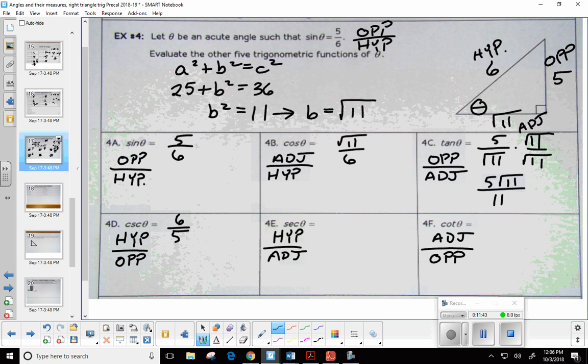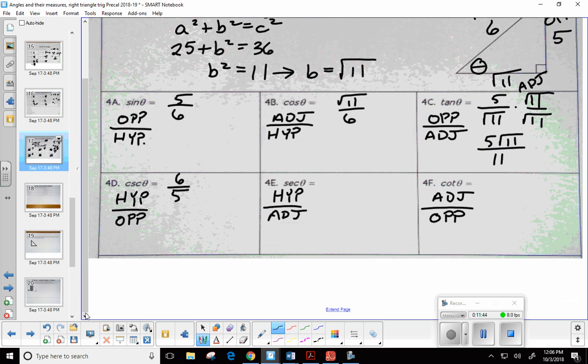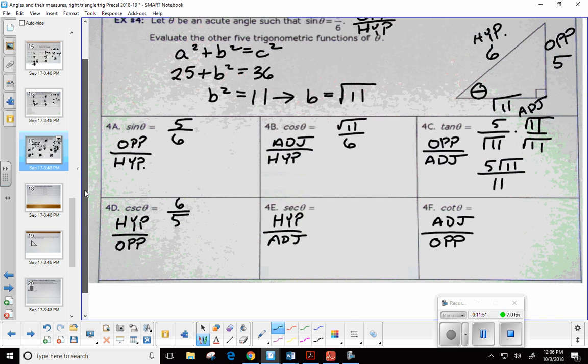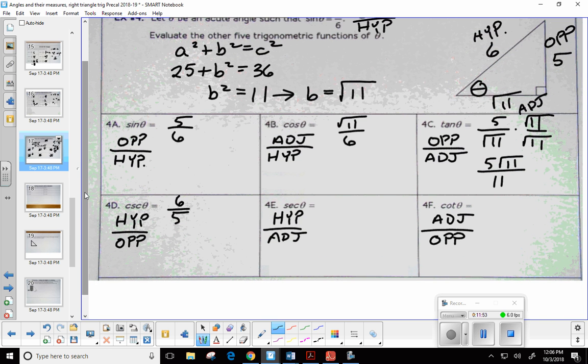Okay, and our last ones here, 4e and 4f. Now for secant, I need the hypotenuse over the adjacent. So whether you go to the diagram or you just go to 4b, the reciprocal, we're just going to go ahead and flip it. So I've got 6 over the square root of 11, the hypotenuse over the adjacent. So just like before, I need to go ahead and rationalize.